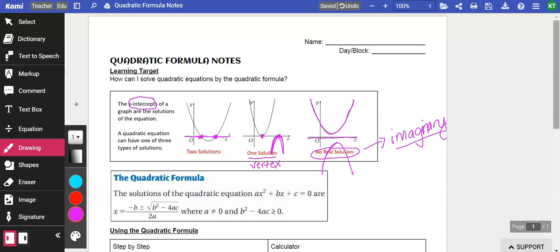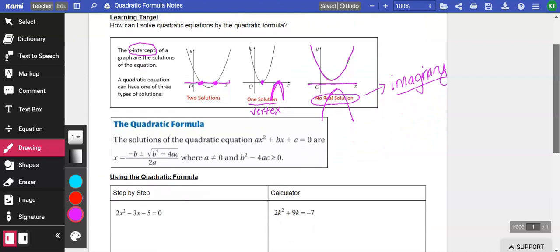The quadratic formula is how we get the solutions to a quadratic equation algebraically. So this is how we get it graphically, by graphing it and finding those x-intercepts. When we don't want to graph it or just prefer an algebraic approach, we have the quadratic formula.